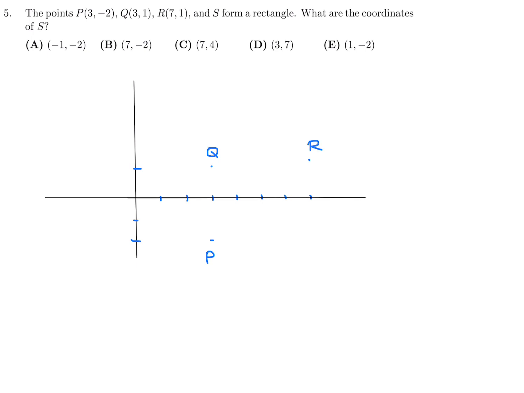And now obviously the coordinates of that S most likely are here to make it a rectangle. And that rectangle, of course, would be something like this, right? If those points were joined like that. All right, well, P was 3, negative 2. And therefore, since S would have the same y coordinate, this would be negative 2 in terms of its y coordinate. R was 7, 1. And then S would have the same x coordinate, so that would be 7. So the coordinates of S would be 7 and negative 2. So number 5, the answer is B.